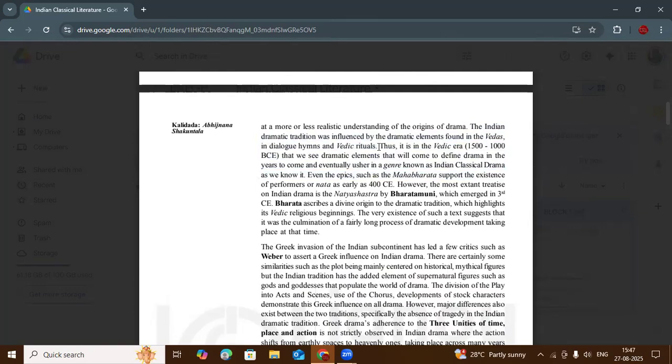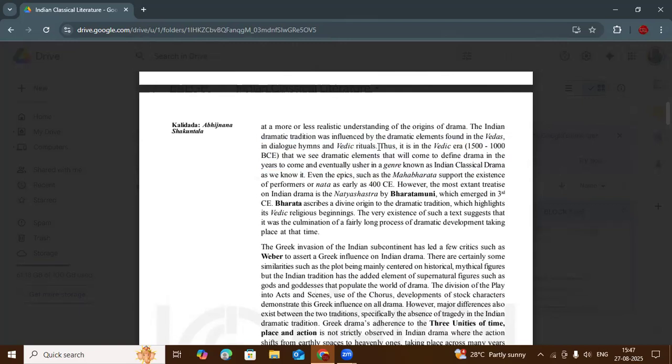What is in the Vedas? In the Vedas, there are dialogue hymns where two or more voices speak in conversation form, and ritual performances that contain elements of drama, like what? Like dialogue, role play, people coming and acting, music, performance. All of it is there.